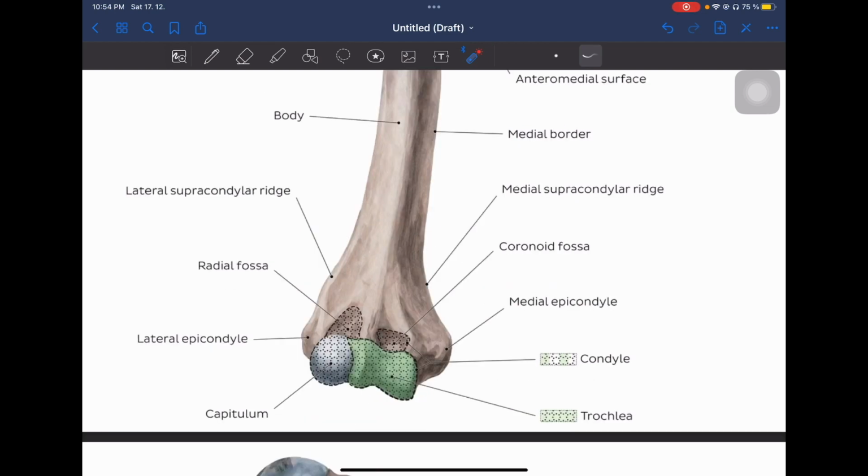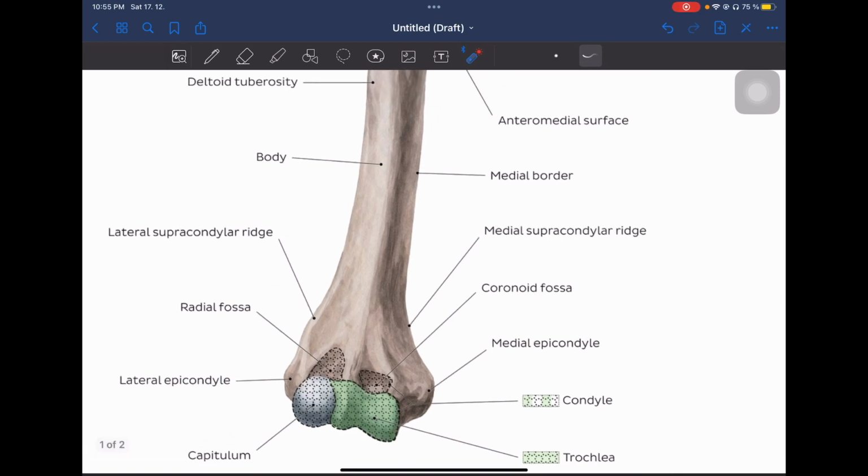Next thing that we're going to mention is condyle of humerus. Condyle of humerus is capitulum and trochlea. This is the trochlea of humerus, and this is the capitulum of humerus, and all of it is condyle of humerus. Next to the condyle, because it's medial part here and lateral part here, we have medial epicondyle and lateral epicondyle.